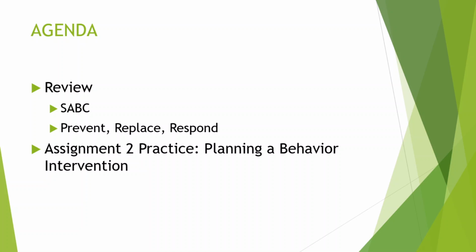First, we're going to review the setting, antecedent, behavior, and consequence sequence. Next, we'll review prevent, replace, and respond. And then finally, we'll do the assignment 2 practice, planning a behavior intervention, and the handout will be posted online.